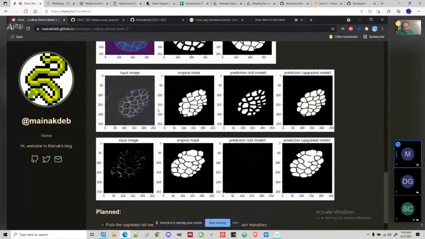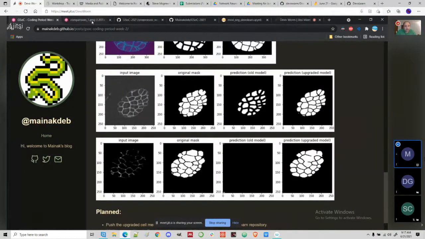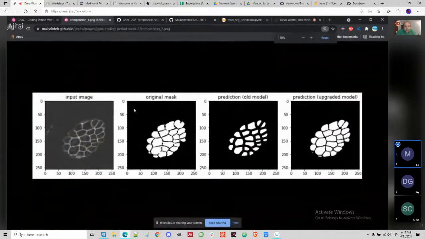In some other samples that I found, where the input images are there, if I put the same input images to both the new and the old model, the old one produces segmentation maps which are a lot more rough and the edges are a lot thicker. But in the case of the upgraded model, the edges are a lot better. But something interesting that I've noticed is that I have to zoom into the image for this.